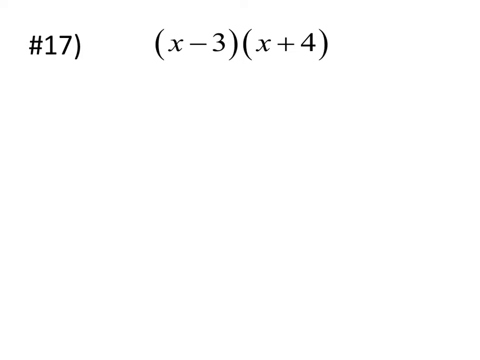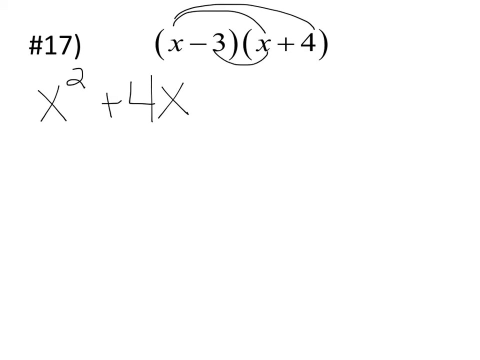Alright, another binomial times a binomial. So you're going to distribute x to both pieces. X times x is x squared. X times 4 is positive 4x. Then you're going to distribute the negative 3 to both pieces. Negative 3 times x is negative 3x. Negative 3 times 4 is negative 12.